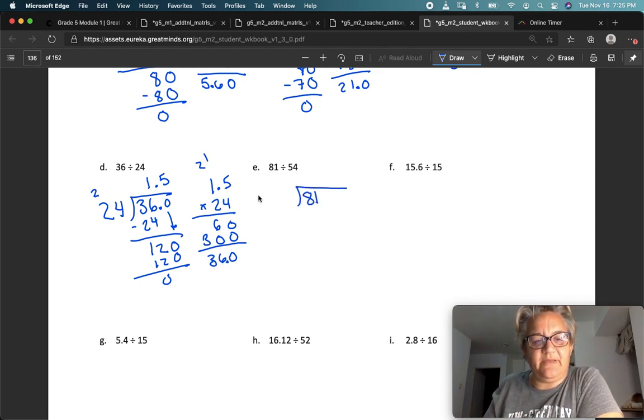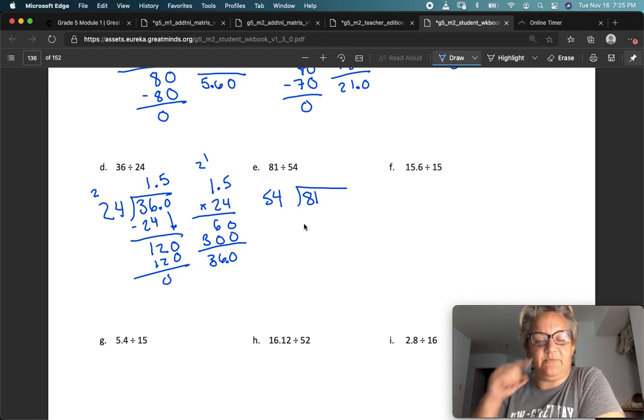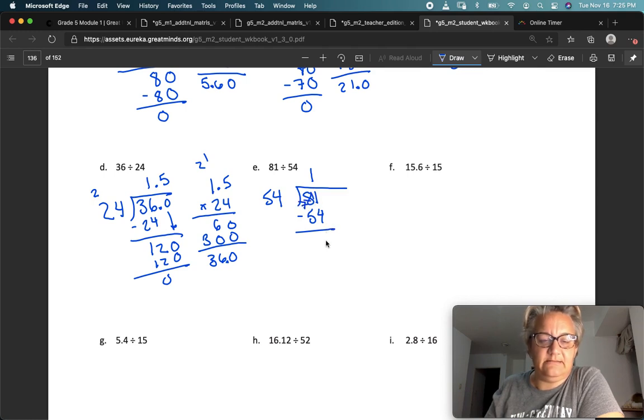81 divided by 54. Notice these are all multiples of 9. Did you notice that? And these were multiples of 12. That means we're probably going to get pretty lucky here. And 54 is going to go into 81 once. Then I subtract. And I get 27. I'm going to add a 0 to the tens place, bring it down.